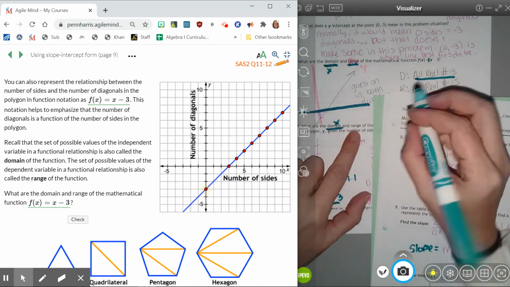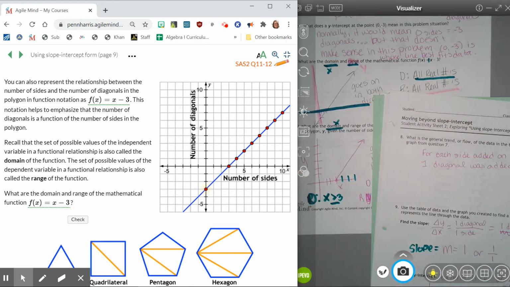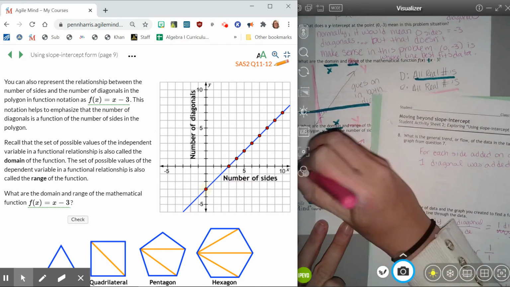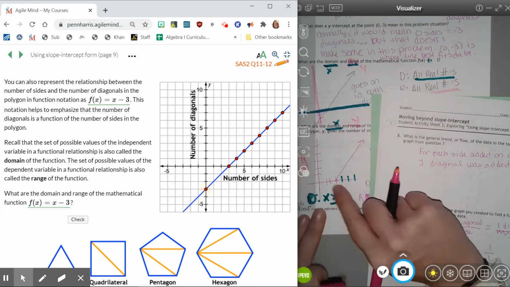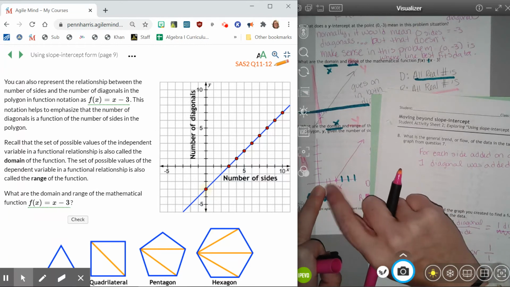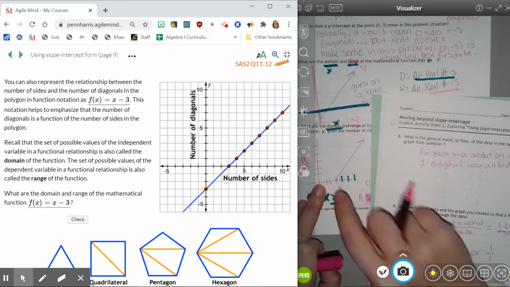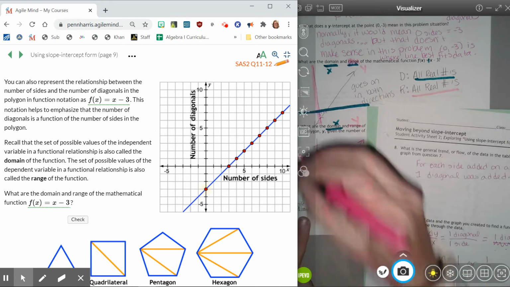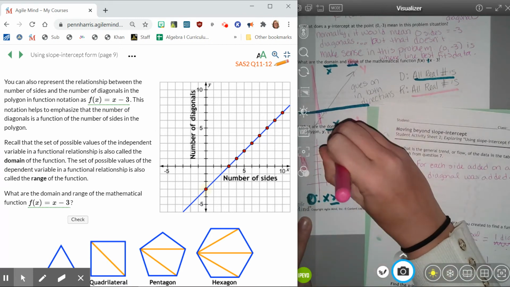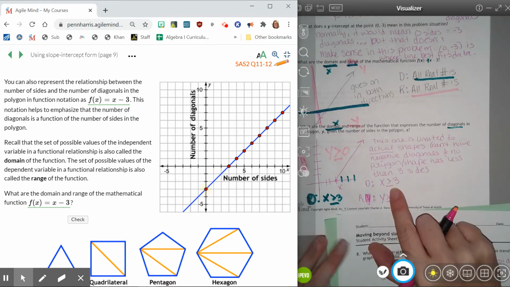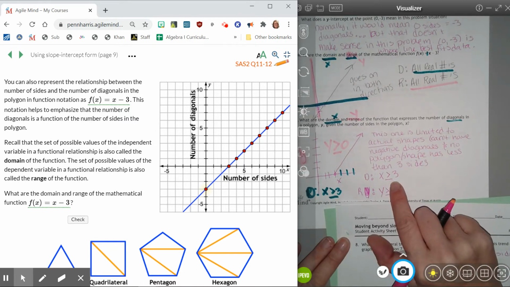Now, let's look at my range. My range in this case, again, is my y's. That's this part over here. Where do my y's stop at? Well, they stop at 0. 3 sides with 0 diagonals. So in this case, my y values have to be greater than or equal to the number 0. So I get my domain of x is greater than or equal to 3, and my range is y is greater than or equal to 0.